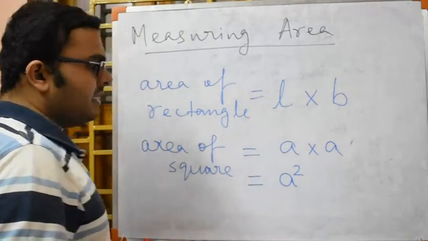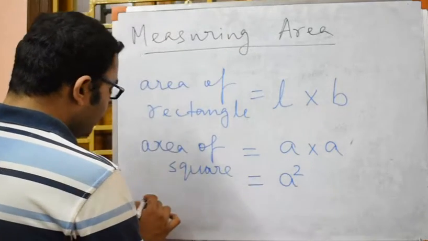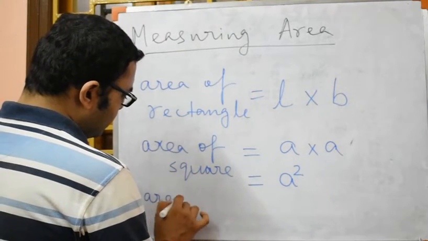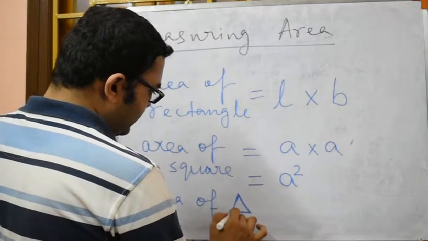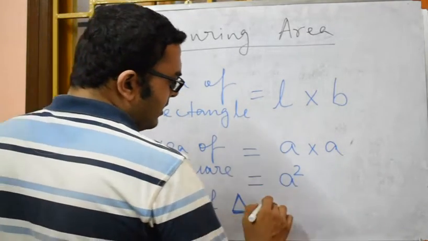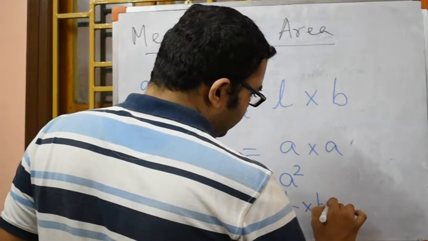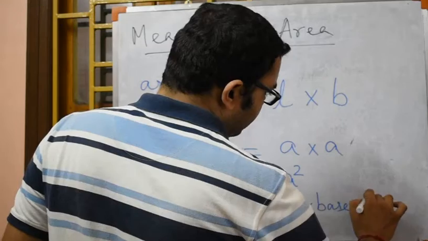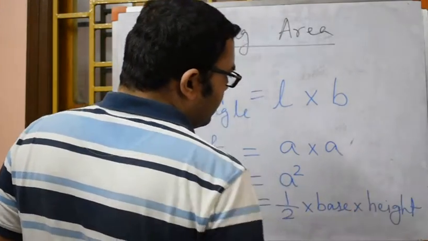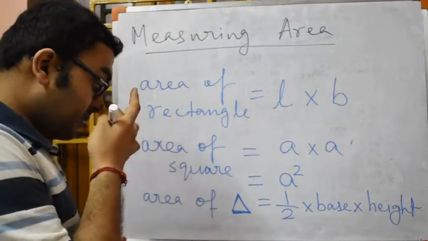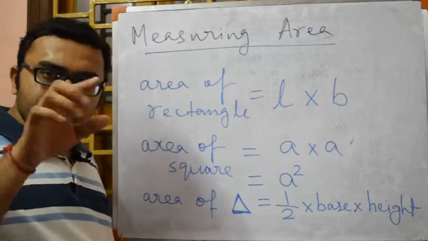Likewise, I can get the area of a triangle. If I think of a triangle, then the area of a triangle is equal to half into the base of the triangle into the height of the triangle. Okay, so these are some of the formulas for regular areas, that is, surfaces having a definite geometrical shape.